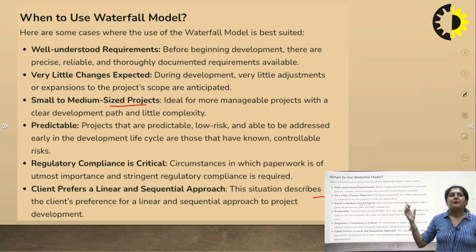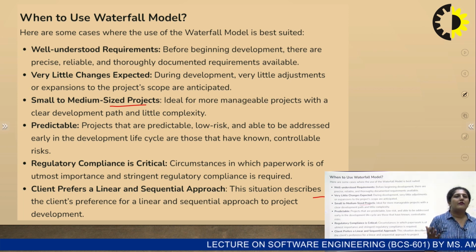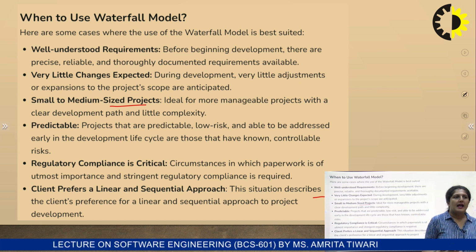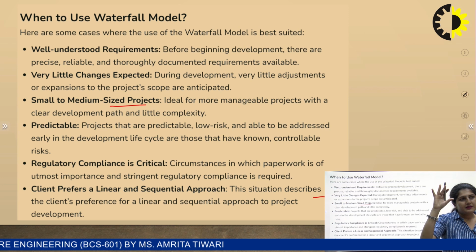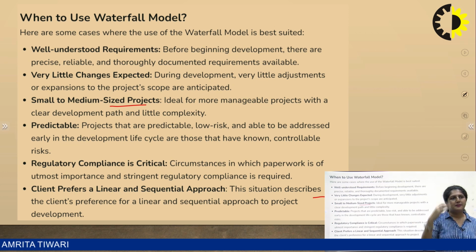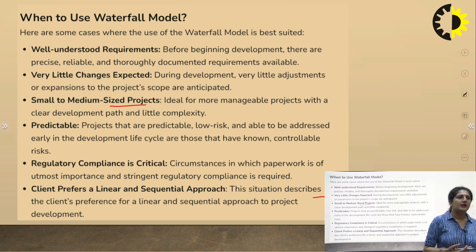Then predictable products: there will be a low risk in developing that particular software, and the risks are able to be addressed early in the development life cycle, since they are known and controllable. Lastly, regulatory compliance is critical and the client prefers a linear and sequential approach. So if the software we are developing comes under these measures, then we can use the waterfall model for developing our project. These are the criteria where the waterfall model is best suited.